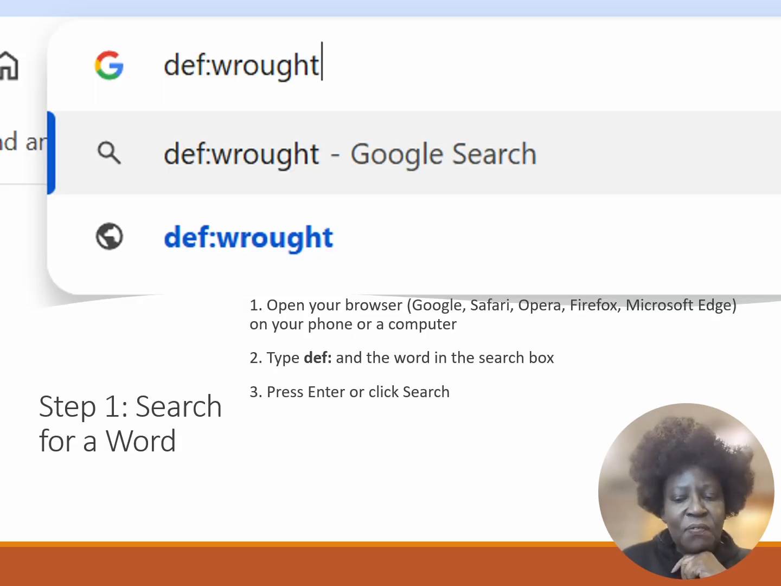Here's an example of going online. You have to open your browser. That could be Google, Safari, Opera, Firefox, Microsoft Edge, either on your phone or the computer. And you just go directly to the search box and type in DEF colon, no space, and then the word that you're trying to look up. In this case, we're looking up the first word that's in the high school diploma workbook one, wrought, WROUGHT. And then you press enter and it will search for that word for you.